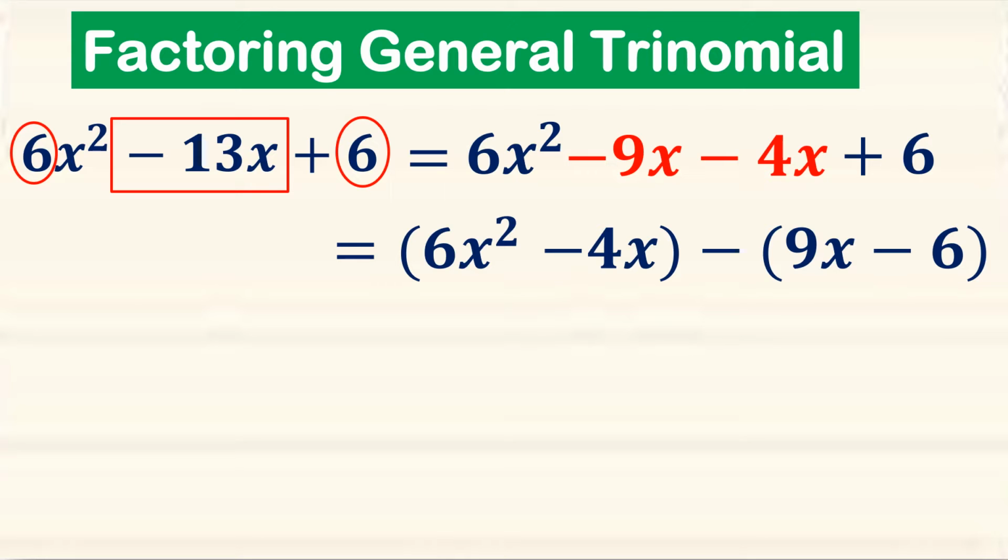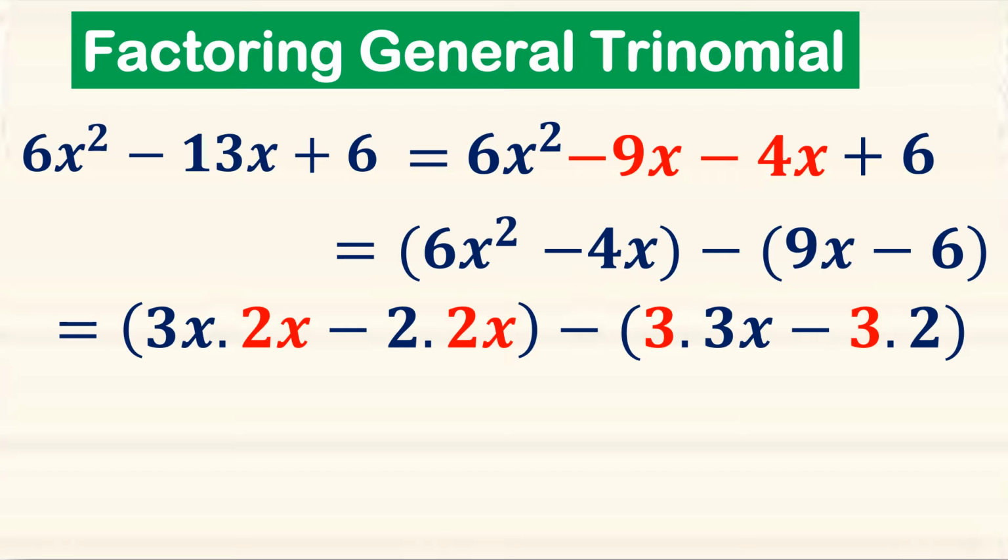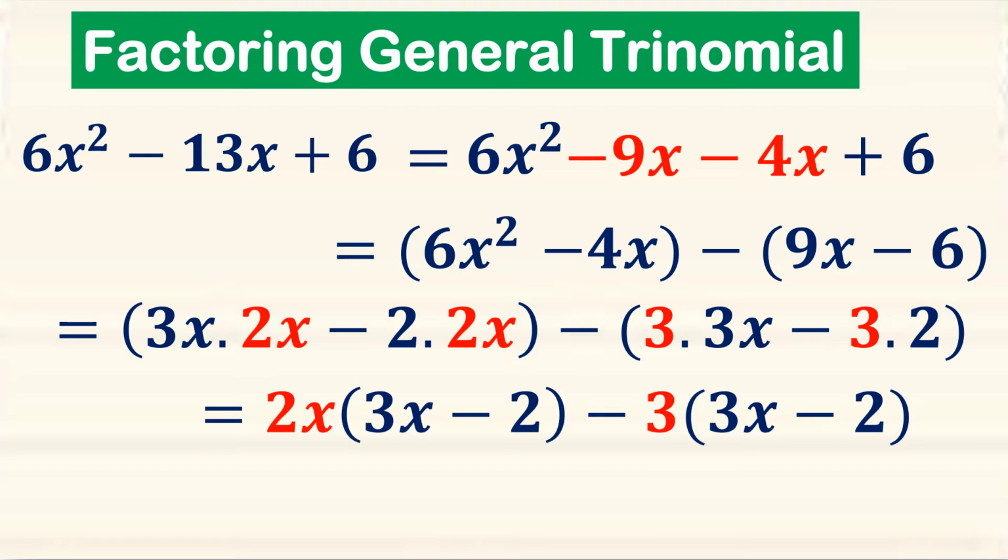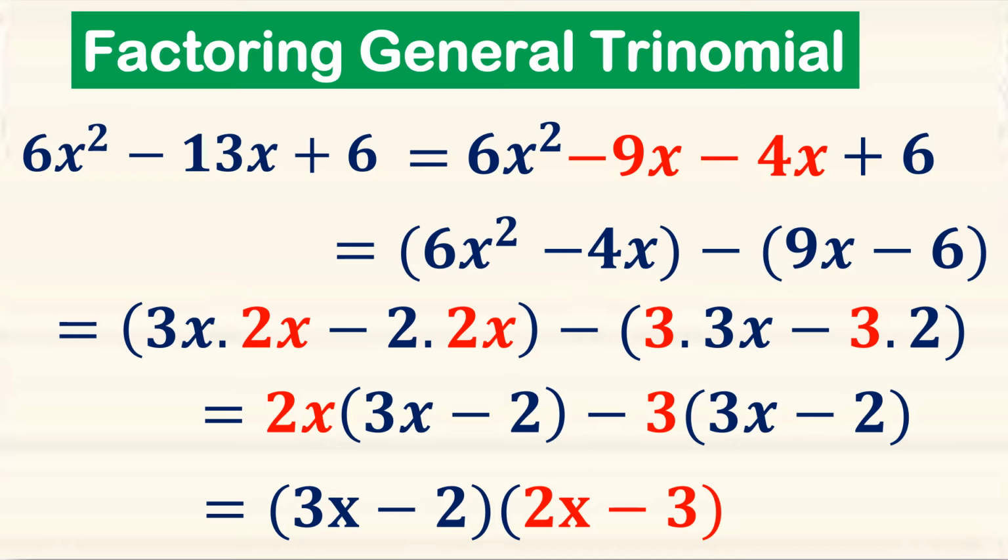6x squared minus 4x minus 9x minus 6. So from here, we are going to have their common factor. So be very careful when it is minus, the sign changes, okay? So we have 3x times 2x, which is equal to 6x squared. Then we have minus 2 times 2x, which is equal to negative 4x. We have 3 times 3x for 9x. And we have negative 3 times 2 for minus 6. So from here, we have 2x times 3x minus 2. And then minus 3 times 3x minus 2. So the factors are 3x minus 2 times 2x minus 3.